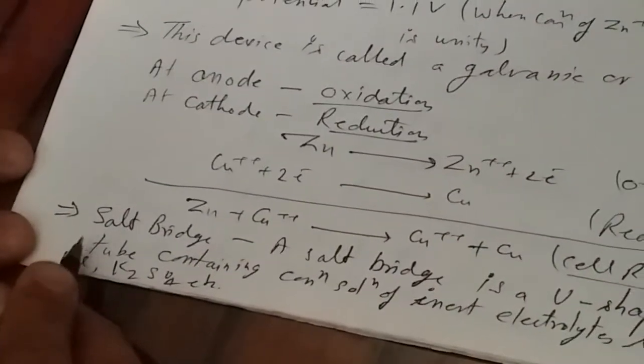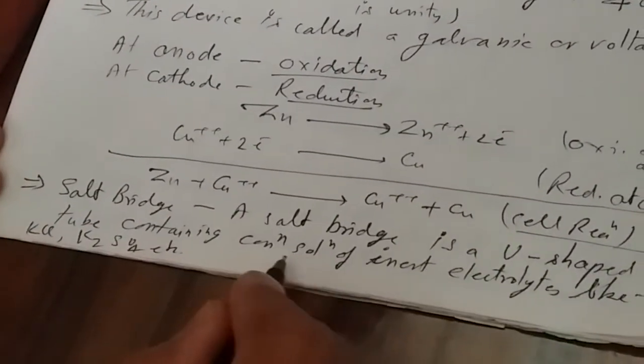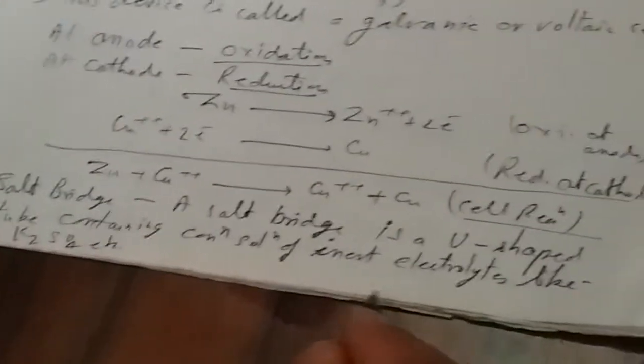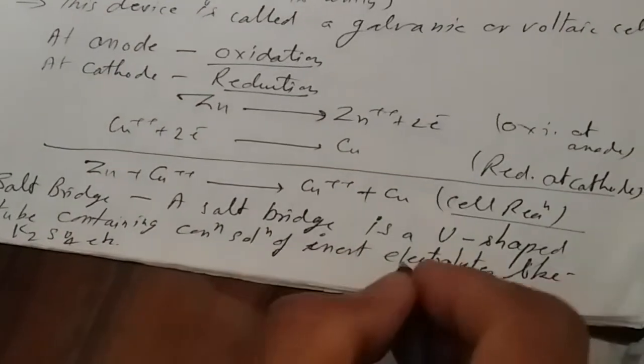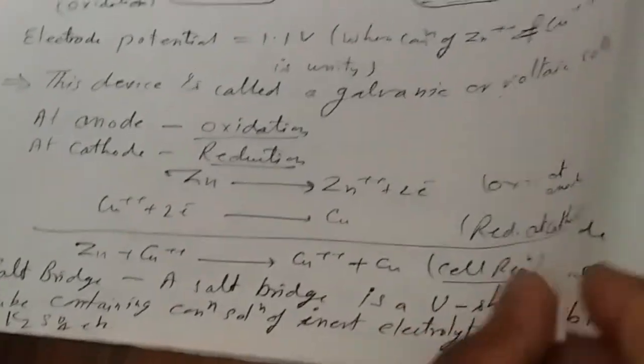So what is the purpose of the salt bridge? We can simply understand here, that is the salt bridge. A salt bridge is a U-shaped tube containing concentrated solution of inert electrolyte like KCl, K2SO4, AgCl, etc.